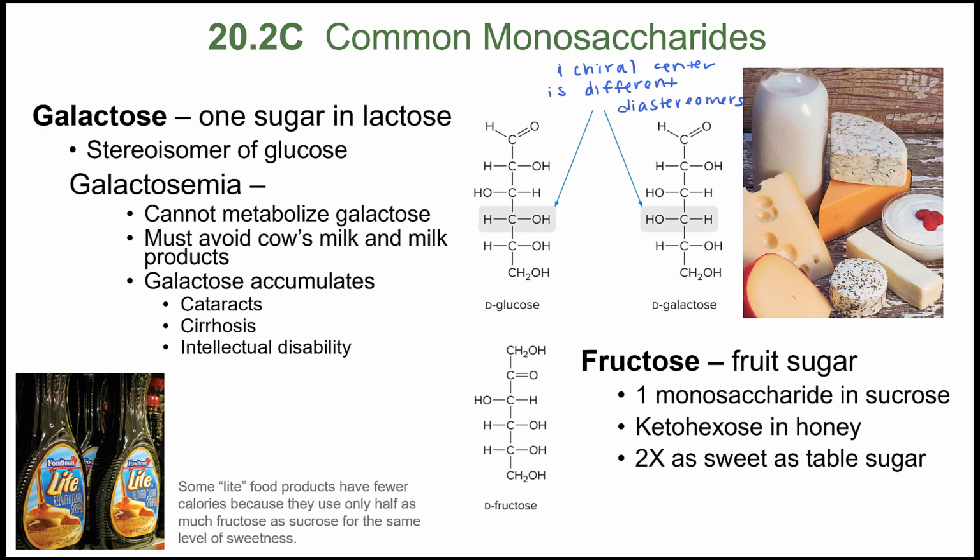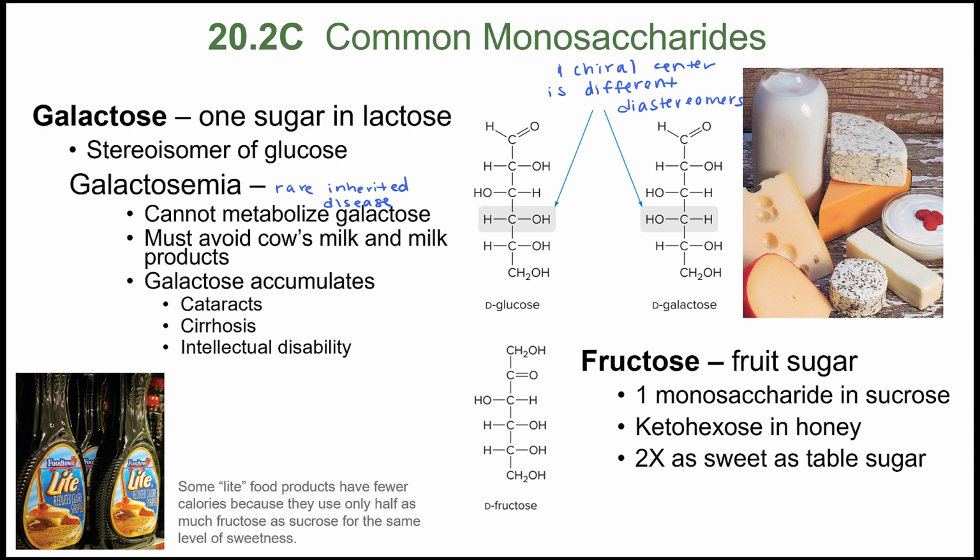If you have galactosemia, this is an inherited disease that's rare. People that have this disease cannot metabolize galactose, so they must avoid cow's milk and other milk products. If they do consume milk products, the galactose can accumulate and cause cataracts, cirrhosis, and even intellectual disabilities. Galactosemia is not the same as being lactose intolerant.